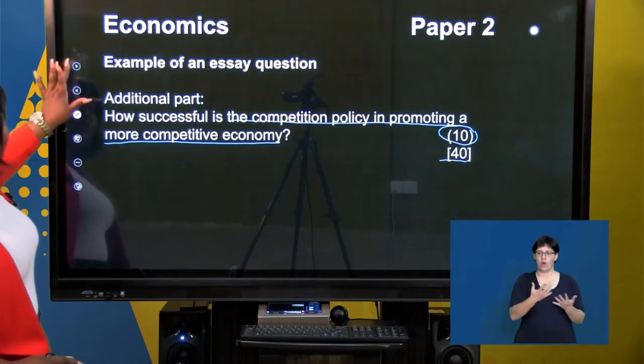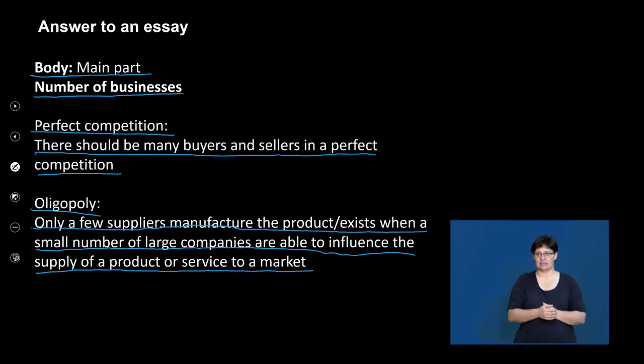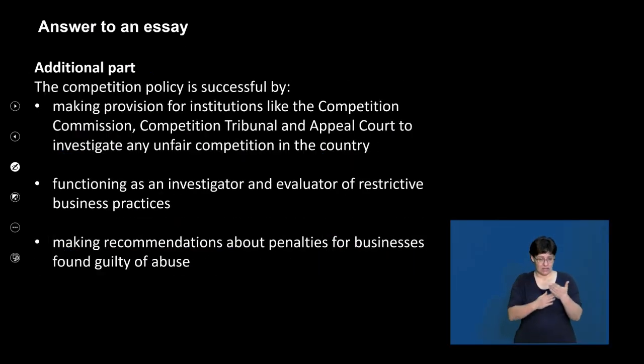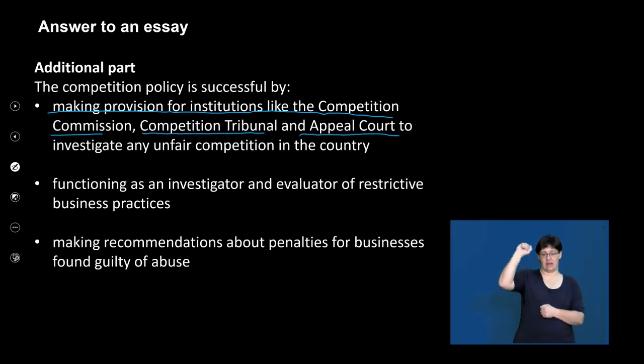Now let's look at how we tackle our additional part, right? For the additional part you need to discuss or evaluate the success of the competition policies in the country. Now, typically this is how we would answer. So the competition policy is successful by making provision for institutions like the Competition Commission, the Competition Tribunal, and the Competition Appeals Court to investigate any unfair competition in the country. You get your 2 marks there, right?